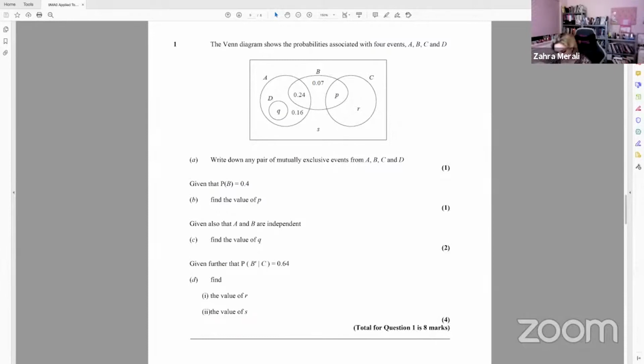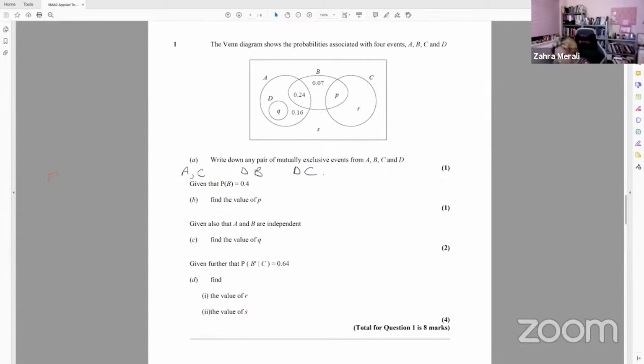So if we look at this question, we've got to write down any pair which are mutually exclusive. So any pair that don't intersect at all. We could have A and C. We also could have D and B. We also could have D and C. So they don't meet each other.